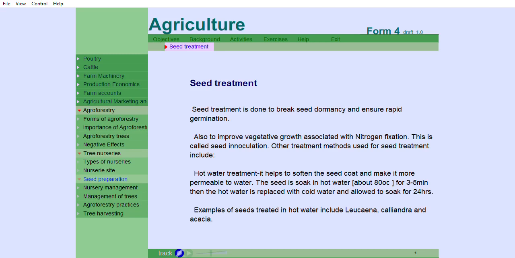Other treatment methods used for seed treatment include hot water treatment, which helps to soften the seed coat and make it more permeable to water. The seed is soaked in hot water about 80 degrees Celsius for 3 to 5 minutes. Then the hot water is replaced with cold water and allowed to soak for 24 hours. Examples of seeds treated in hot water include Leucaena, Kaliandra, and Acacia.